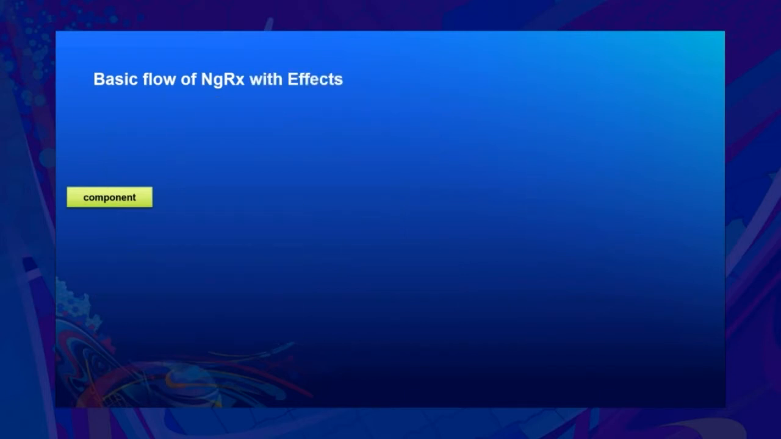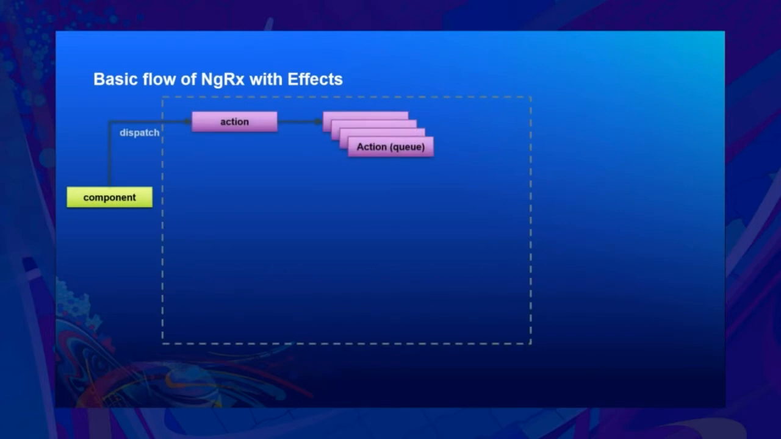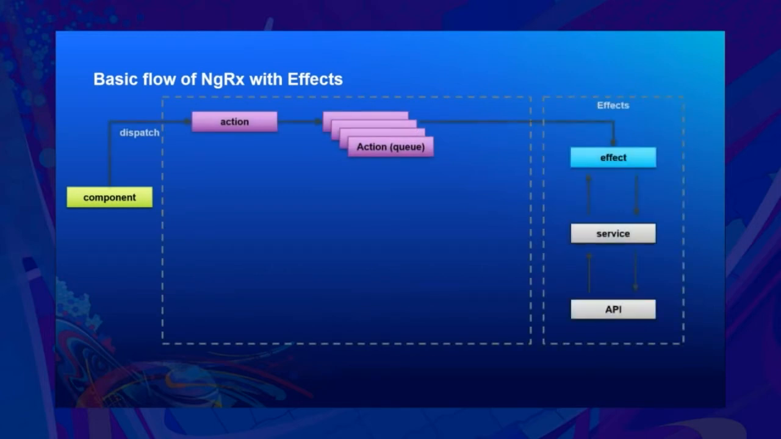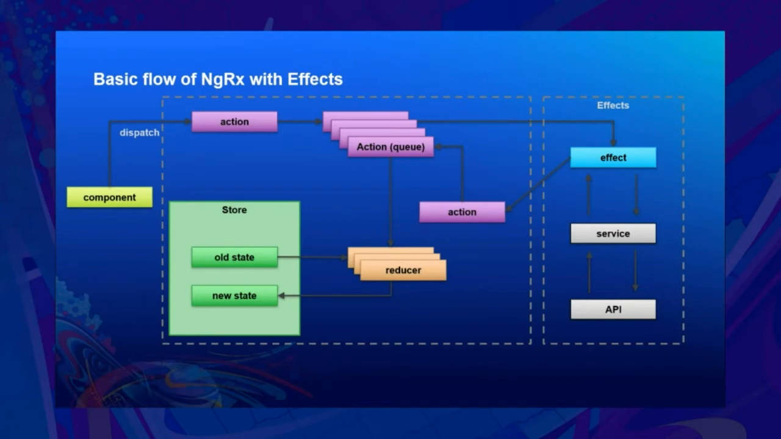Everything starts exactly the same by having the component dispatch an action which gets added to the actions queue just as before. Now the actions queue is being watched by an effect that you define. The effect will respond when a specific action is dispatched and then make a call to a service to do some work. The effect receives the results and then adds a new action to the actions queue. The final steps are the same as before. The reducer will update the state and the selectors will provide the updated state to the component in the form of an observable.